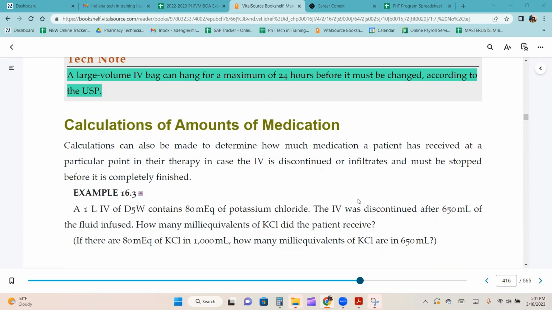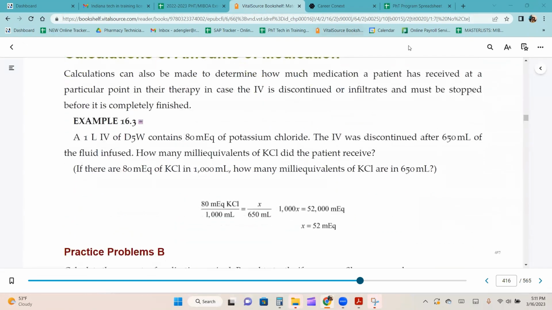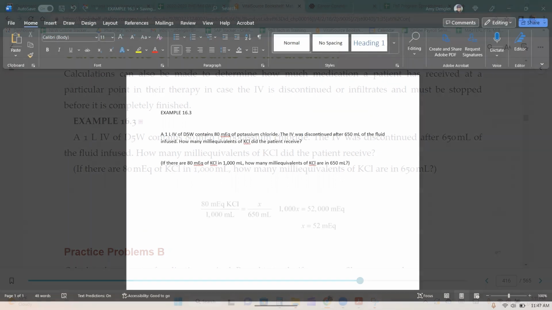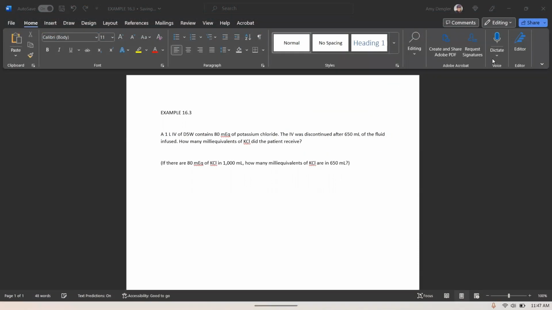Calculations can also be made to determine how much medication a patient has received at a particular point in their therapy in case the IV is discontinued or infiltrates and must be stopped before it is completely finished. All right, so let's do 16.3. Example 16.3, a 1 liter IV of D5W contains 80 milliequivalents of potassium chloride. The IV was discontinued after 650 ml of the fluid infused. How many milliequivalents of KCl did the patient receive?